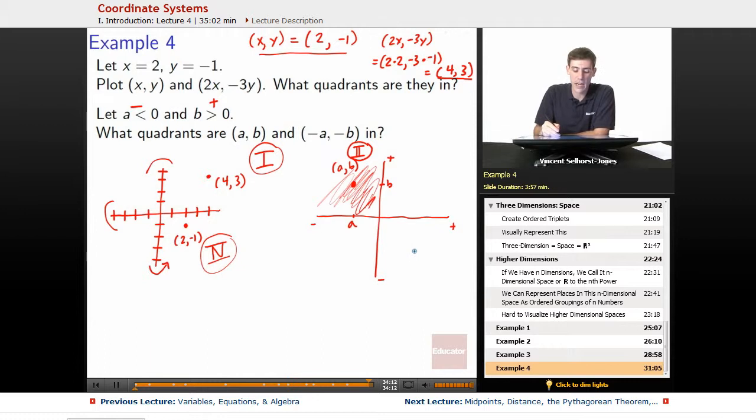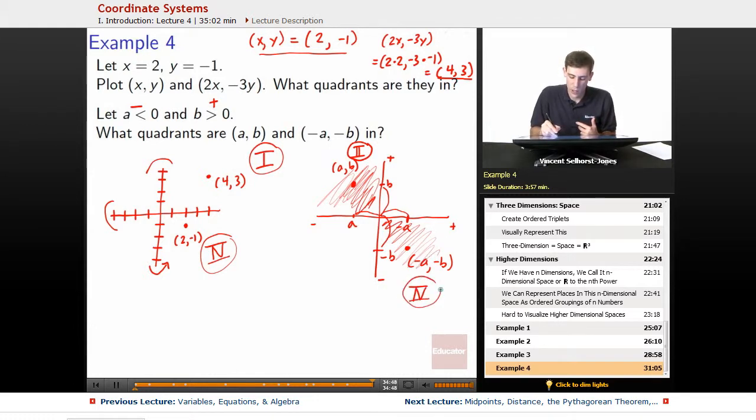If we want to figure out where (negative a, negative b) is, well, if a is here, then negative a must be over here. If b is here, then negative b must be down here. Since it was previously negative horizontally, it's going to be positive horizontally. Since it was previously positive vertically, it's going to be negative vertically. That drops us into this quadrant down here, so we must be in quadrant 4. So we get quadrant 2 and quadrant 4 from the 2 points for this.